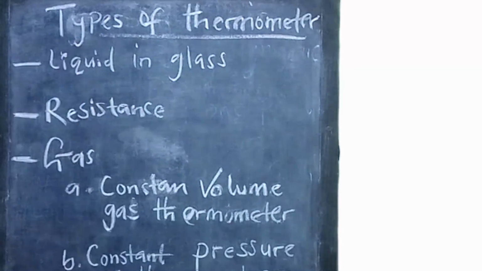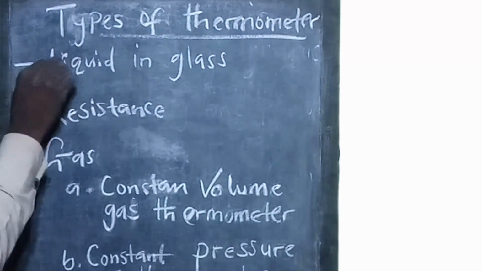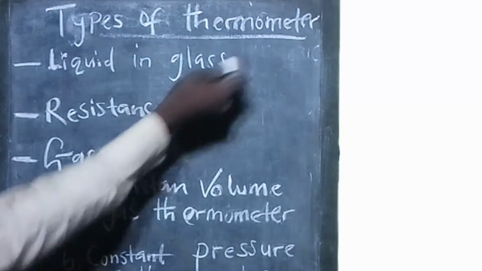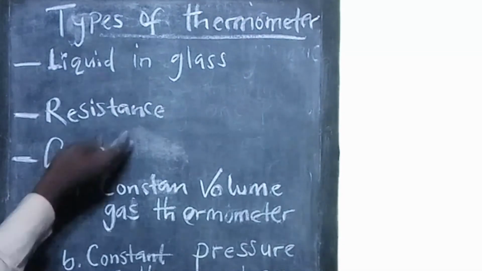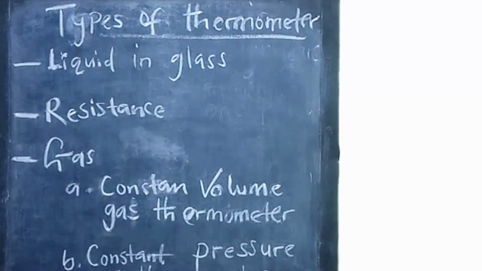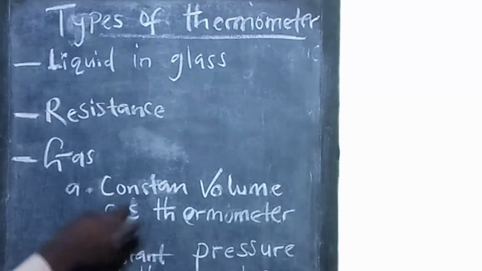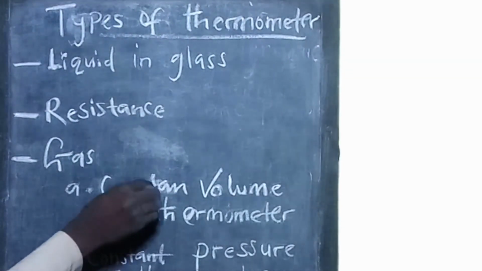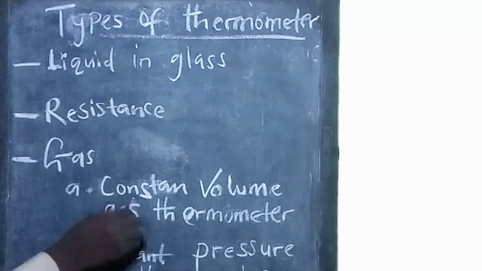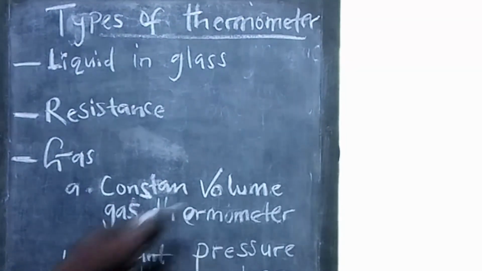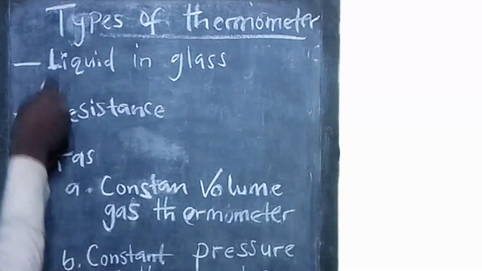So these are the types of thermometer. We have the liquid in glass thermometer, resistance thermometer, and also the gas thermometer, where the gas thermometer is divided into two: the constant volume gas thermometer and also the constant pressure gas thermometer. So let's explain them one by one quickly.